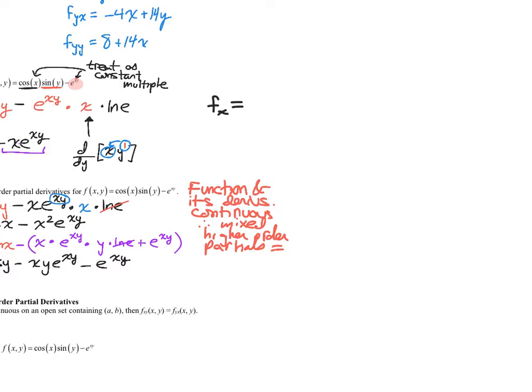So my first order partial with respect to x, I'm holding the sine of y as constant, taking the derivative of cosine of x, which becomes negative sine of x, minus e to the xy, that's the derivative, times the derivative of my exponent with respect to x, so that's just a y, times the natural log of e, which again cancels immediately.